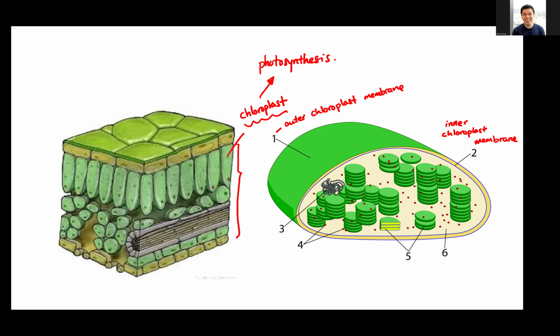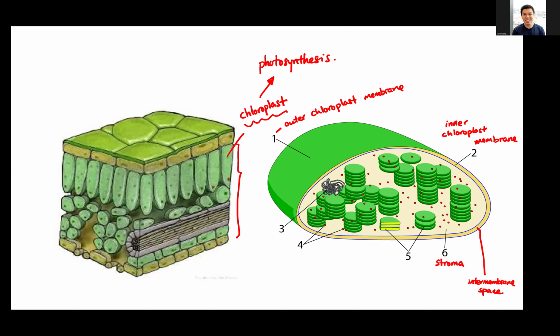The in-between space between the outer chloroplast membrane and inner chloroplast membrane, that middle region is the intermembrane space. These three things in the chloroplast are not the major focus of the functions of the chloroplast. What you need to pay attention to is the structures and locations inside the inner membrane of the chloroplast. The space within the inner chloroplast membrane is kind of like the cytoplasm of the organelle. That's called stroma.